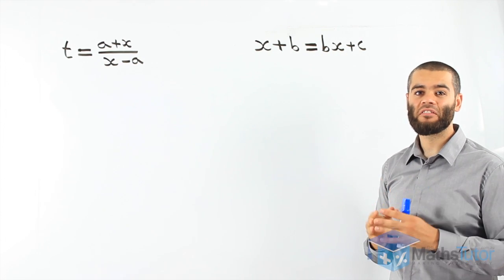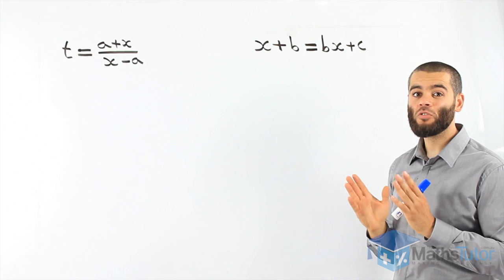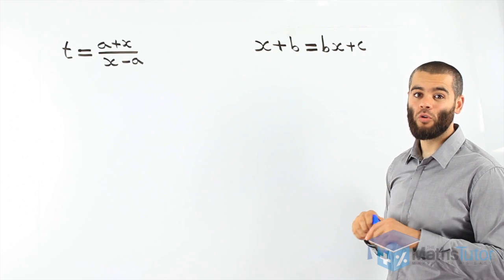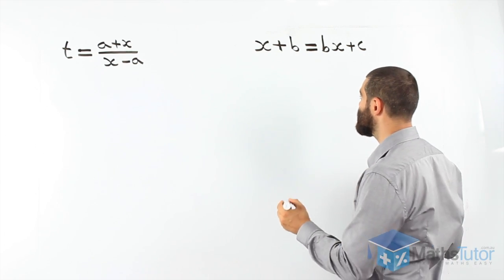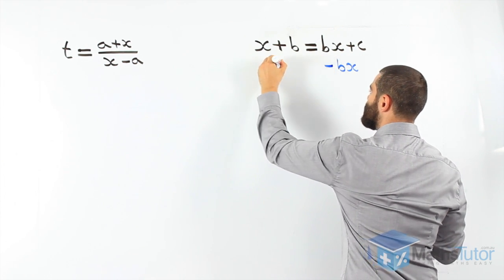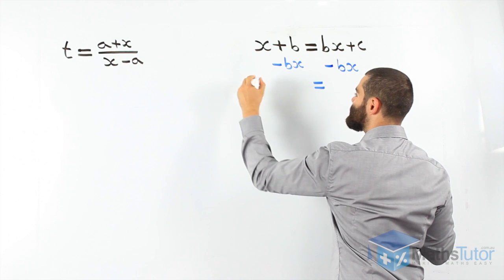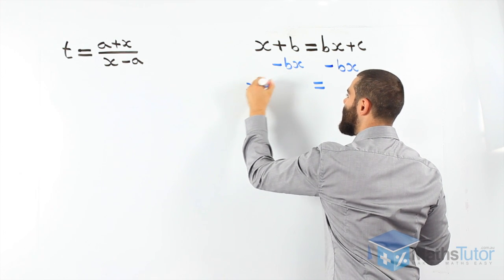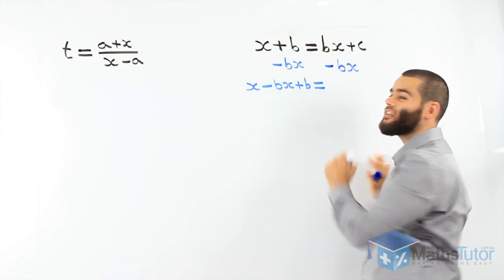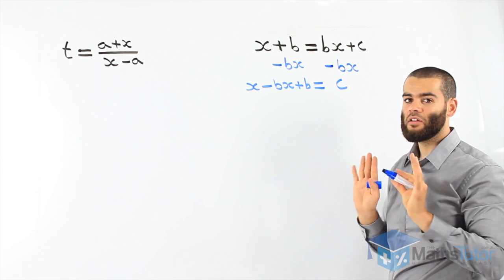How do we make x the subject in this case? First step is to take the x's all to one side. So we're going to have minus bx here and minus bx there. So we have x minus bx plus b, and bx minus bx is gone. We're left with c. Is that understood?